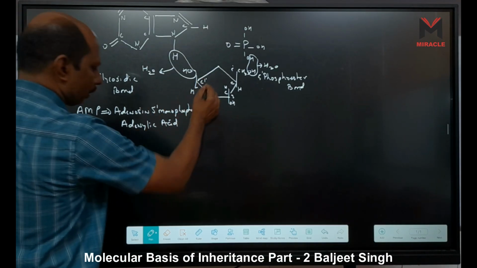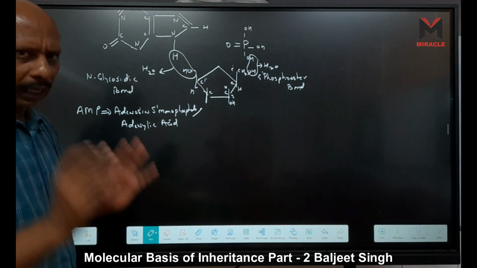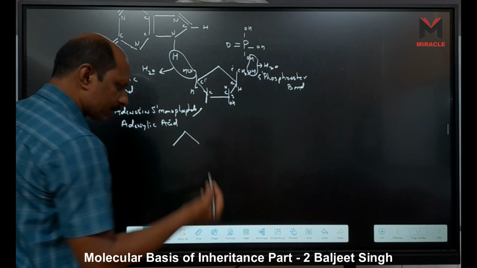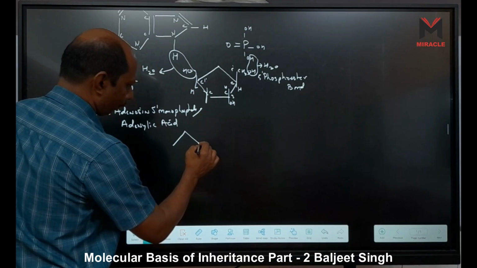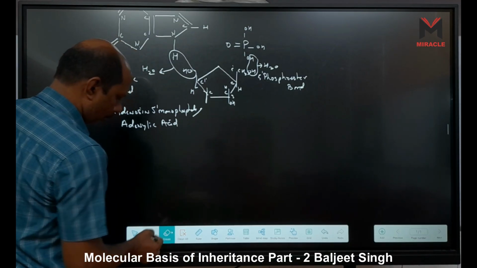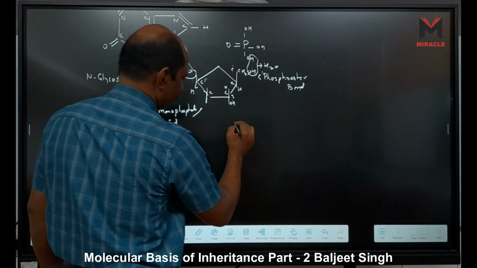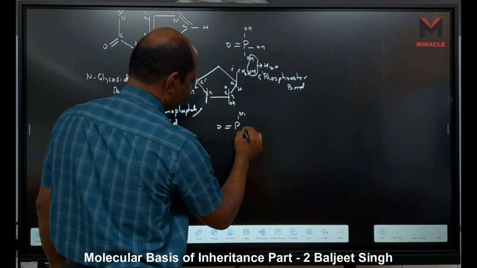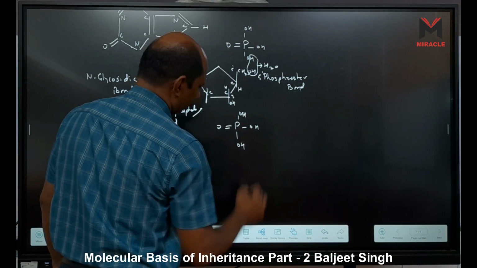So here what happens? Suppose that I draw here a thymine structure, right? This one is our thymine or cytosine, any nucleotide we can look here, right? Look, this is the third carbon. This third carbon binds with another phosphoric acid. This one is phosphoric acid. Double bond O, it is OH, OH and OH, right?